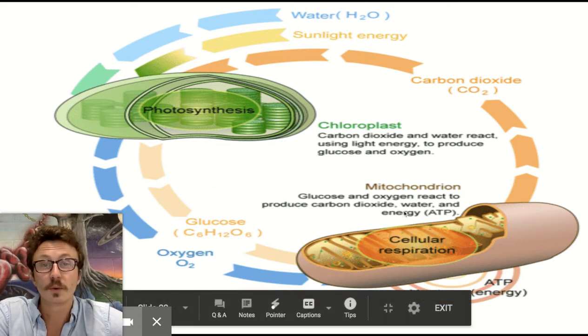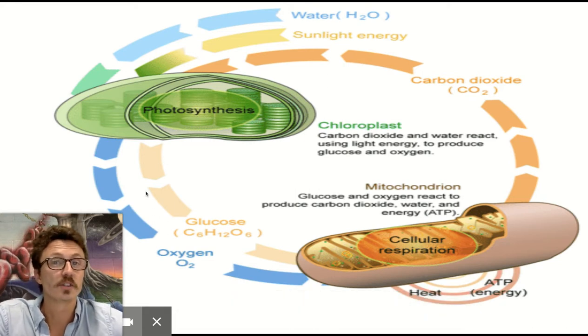Whereas animals or heterotrophs are concerned, we only have the mitochondria, right? And so we need to consume a plant or an animal to get our carbohydrates. So that's something to make sure not to forget.